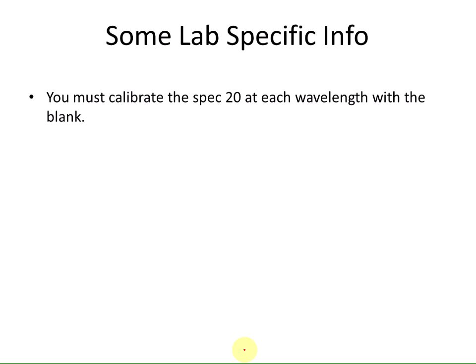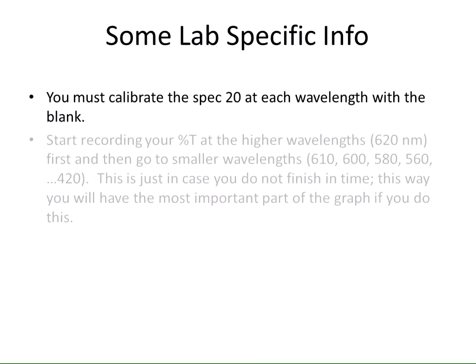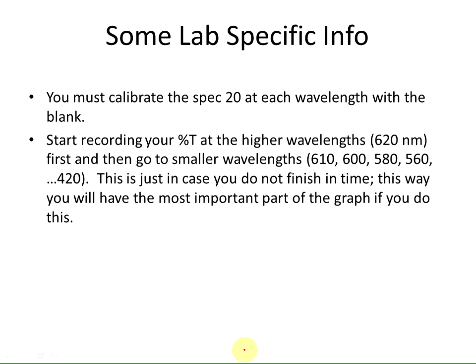Now there's some specific lab info for this lab. Be sure that you calibrate the SPEC-20 at each wavelength with the blank. And when you start recording your percent transmittance, start at the higher wavelengths, starting with 620 and moving down to 420. The reason why we want you to do this is just in case you run out of time. And if you run out of time, at least you have the most important part of the graph to do the rest of your calculations.